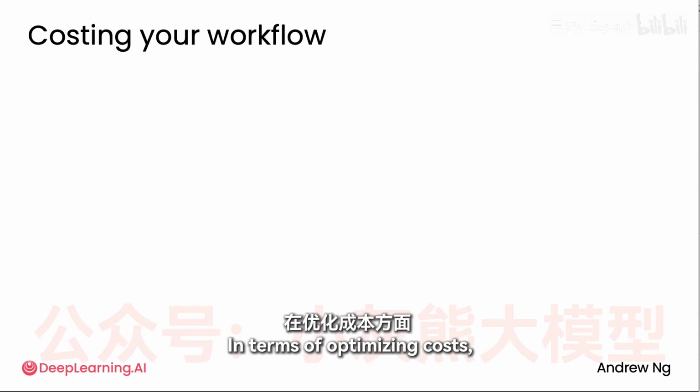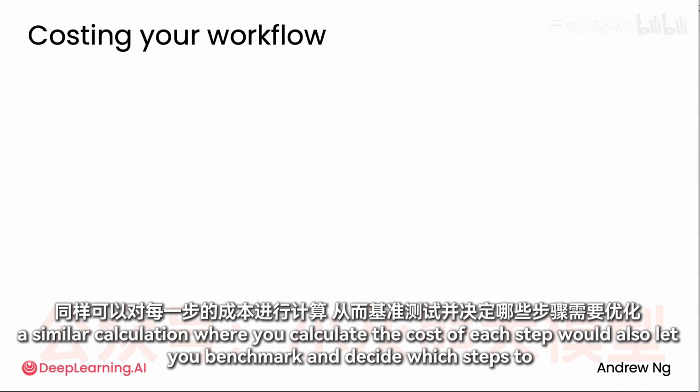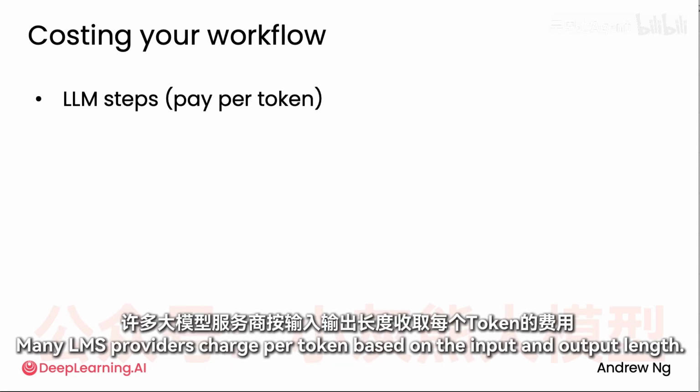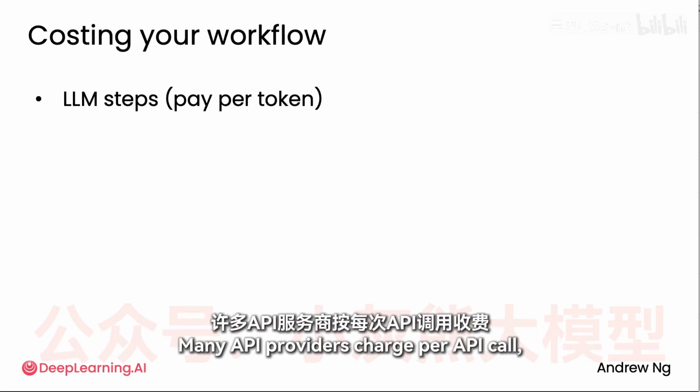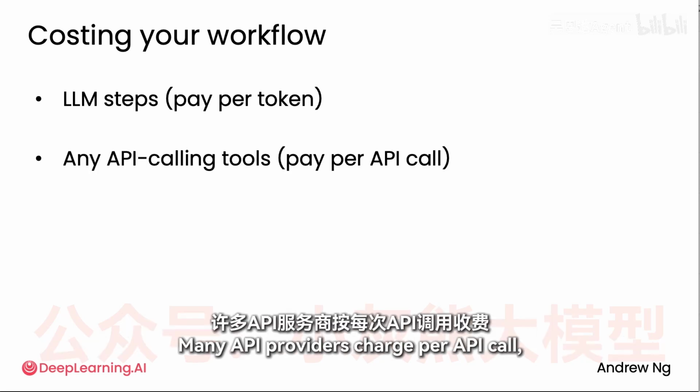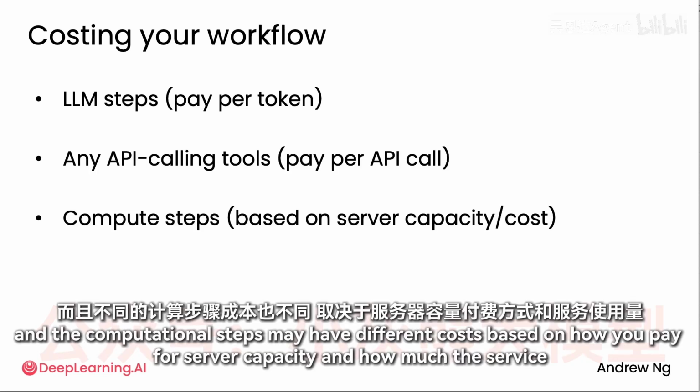In terms of optimizing costs, a similar calculation where you calculate the cost of each step would also let you benchmark and decide which steps to focus on. Many providers charge per token based on the input and output length. Many API providers charge per API call, and the computational steps may have different costs based on how you pay for server capacity and how much the service costs.